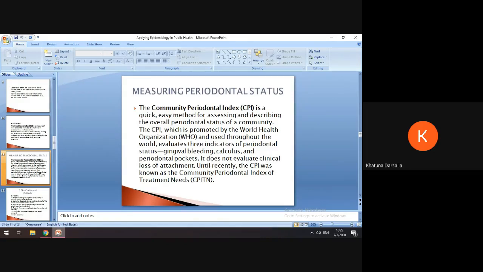For this reason, the index is now used to evaluate periodontal status rather than periodontal treatment needs. The CPI uses a specially designed lightweight probe with a 0.5 mm ball tip and black bands between 3.5 and 5.5 mm and rings of 8.5 and 11.5 mm from the ball tip.